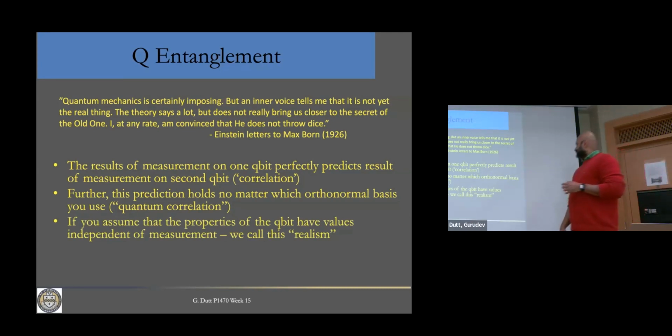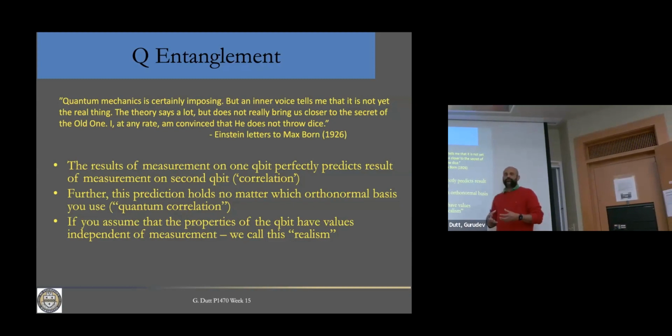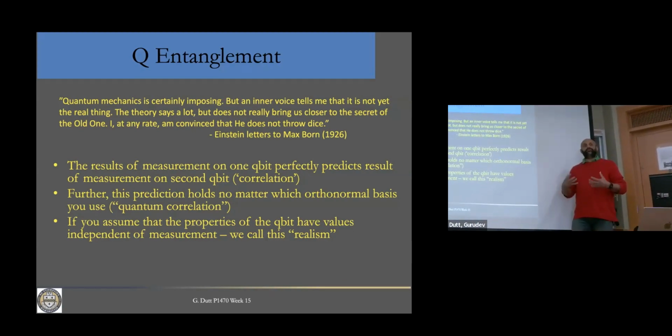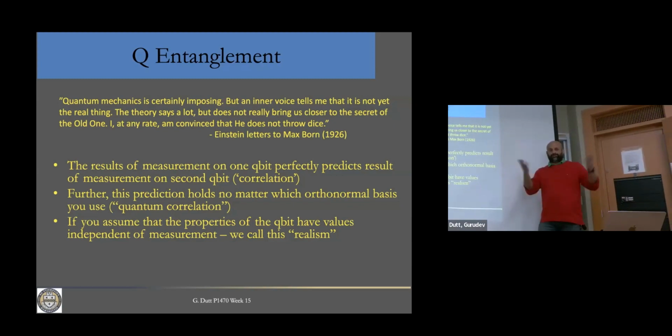So if we assume that the color of the ball or the properties of the qubit have a value prior to measurement or independent of measurement, we call that realism. Okay, it means we think of objects as having a property even before we measure them. This is how we think about the world, right? For example, if a tree falls in the forest and there's nobody to hear it, do you believe that there's a sound?